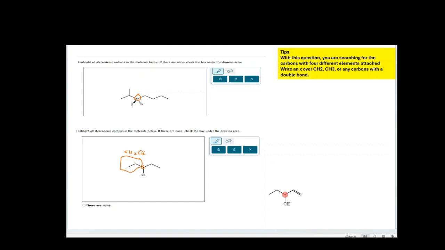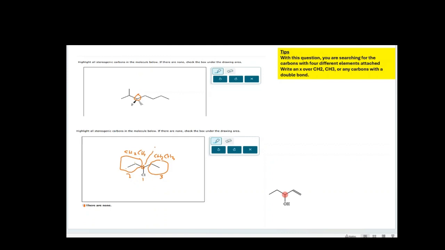So that's 1. And then I see on the other side right here, I have the same thing, which is going to be a CH2 and a CH3. So because I have 2 on the carbon out of the same thing, the CH2 and CH3 and the CH2 and CH3, I'm going to know to click there are none. So this one won't count. Even though I had a chlorine right here, which would be 1, because I had 2 and 3 right here, which are the same, it won't count.